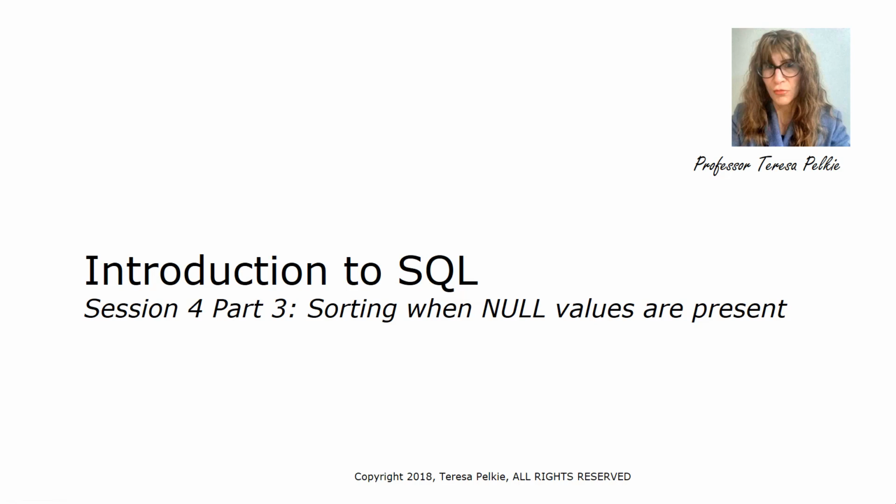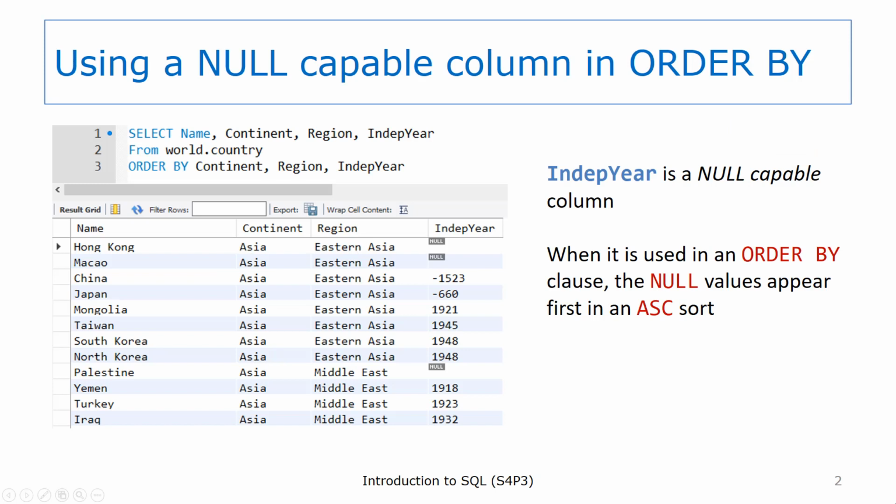This is Session 4, Part 3, Sorting when null values are present. We'll finish up this session by looking at what happens when you use an order by clause and there are null values in the order by column list.